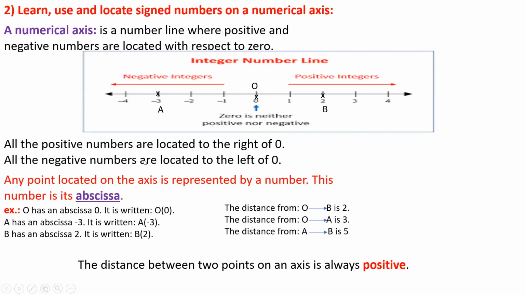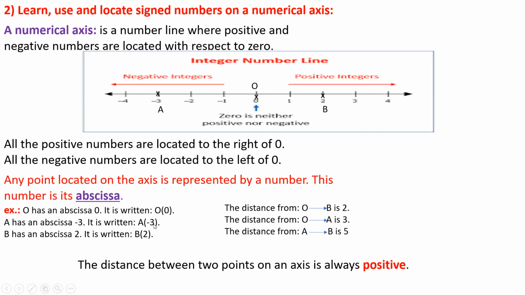All the points on the axis, which we locate here, they have a number that represent each point. This number is its abscissa. For example, if I put a point A here, and I asked about the abscissa of A, where is A located? So the abscissa means the location of A on the axis. On which number is A located? A is located on the left side, so it's negative. I start counting from 0, minus 1, minus 2, minus 3, so the abscissa of A is minus 3.